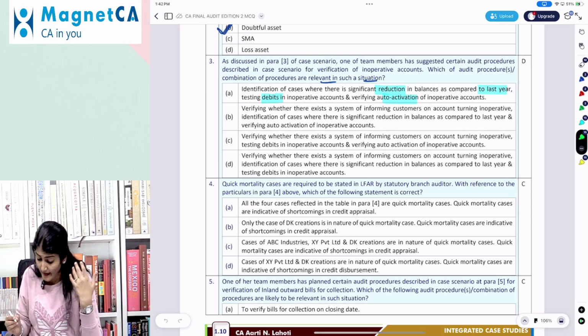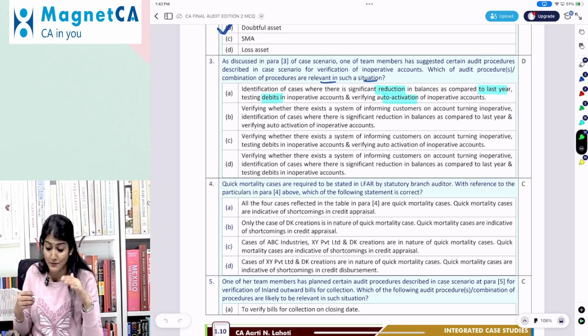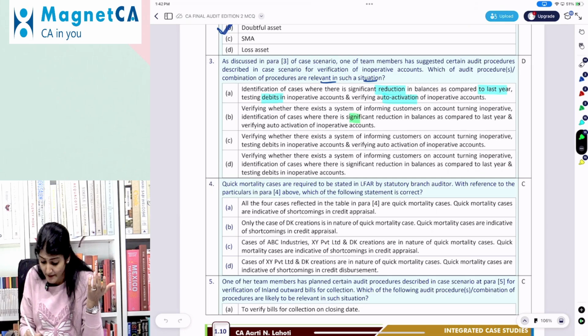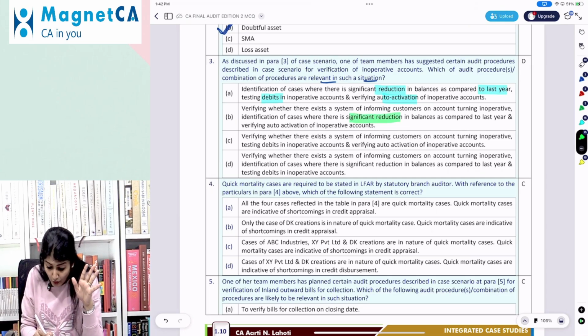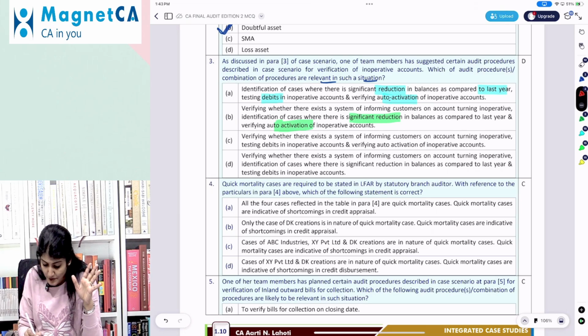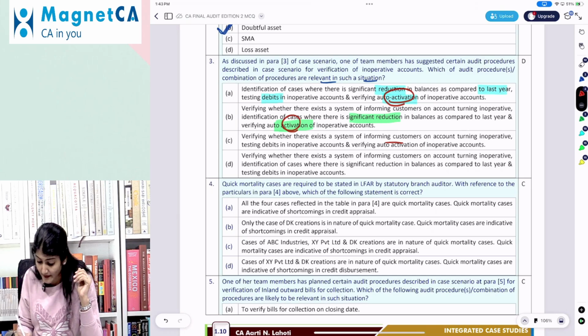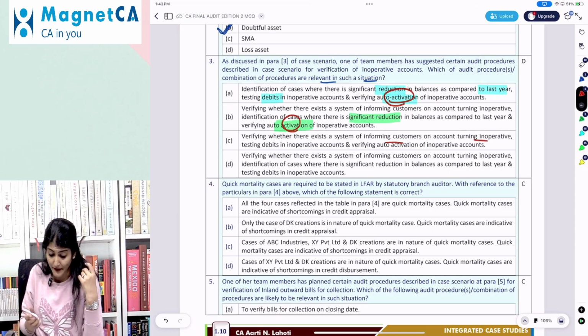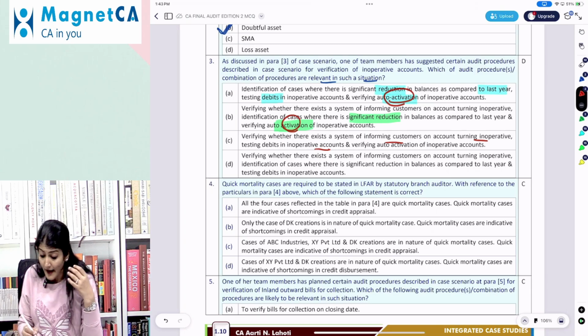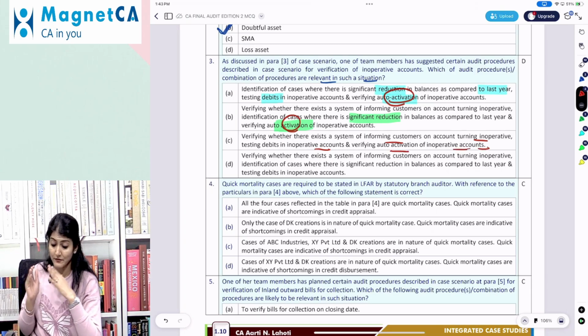There exists a system of informing the customers of the account turning inoperative, identification of cases where there is a significant reduction in the balance as compared to the previous year, and auto activation. The biggest problem which we have is with the auto activation. There exists a system of informing the customers on the account turning inoperative, debits in inoperative accounts, and auto activation in inoperative accounts.